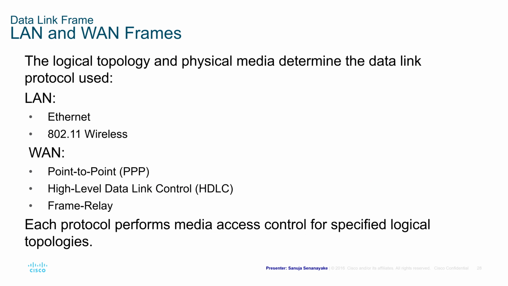LAN and WAN frames. The logical topology and physical media determine the data link protocol used. So this is basically a quick summary. LAN is Ethernet as well as 802.11 wireless network. Ethernet is the wired network. WAN, or wide area network, includes point-to-point protocol or PPP, high-level data link control HDLC, and frame relay.